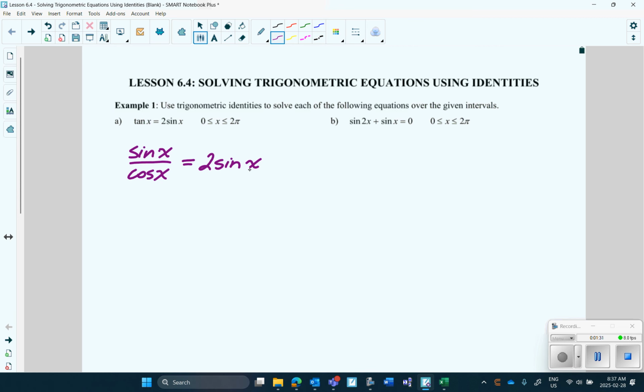Well, I've got a fraction equation. What do we do with fraction equations to get rid of the fractions? We multiply by the lowest common denominator. Well, there's only one denominator in this case. So on the left, cos x and cos x will take each other out. We'll be left with sine x on the left, and we'll be left with 2 sine x, and now it's also got a times cos x on the right.